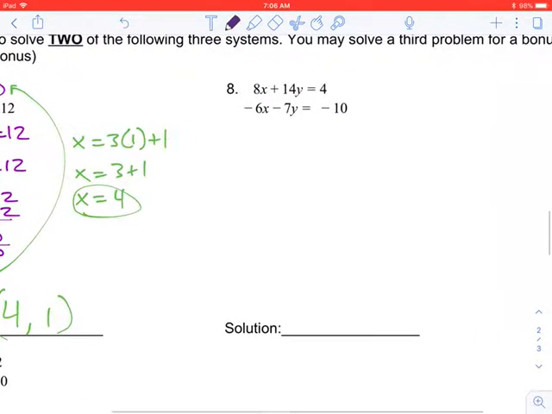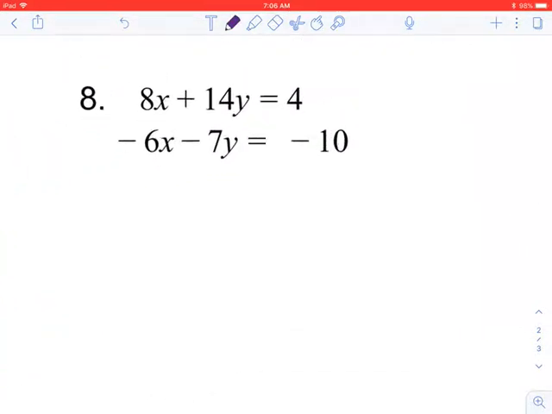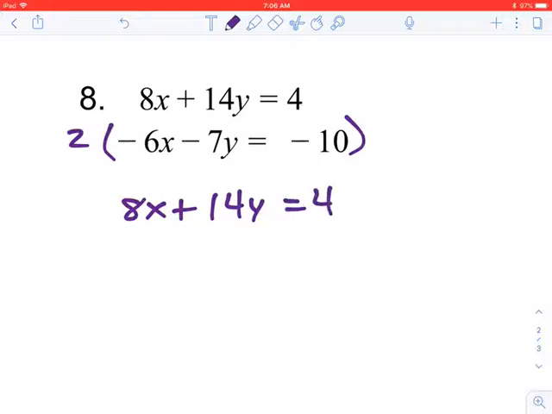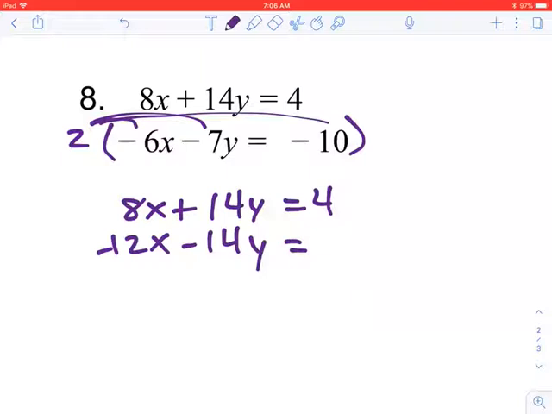And then you look at number 8, and I see that these are all lined up perfectly. All I have to do is multiply 7 by 2 to make it 14 and negative 14. So that's what I'm going to do with this bottom equation. The top equation stays the same. The bottom equation becomes 2 times negative 6 is negative 12x. 2 times negative 7 is negative 14y, and now you can see we have opposites. And then 2 times negative 10 is negative 20.